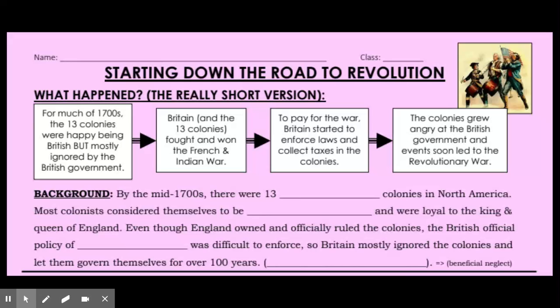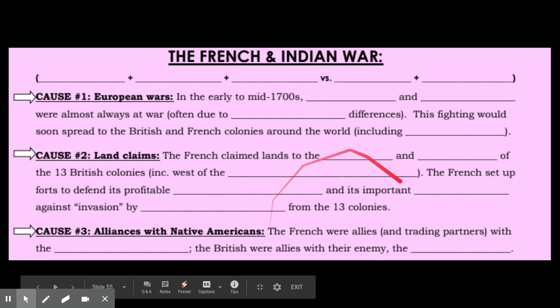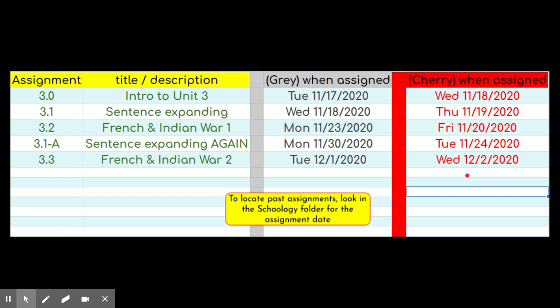If you have not already filled in this sheet, that means you probably missed this part, because the causes, although we talked about them in class, the filling of the notes was in the last video, which was French and Indian War 1, which, if you are in the gray group, was assigned last Monday, the 23rd, or if you were Cherry, it would have been Friday the 20th. But several people missed this, so you need to make sure you go back and look for the folder and make sure you do this one.